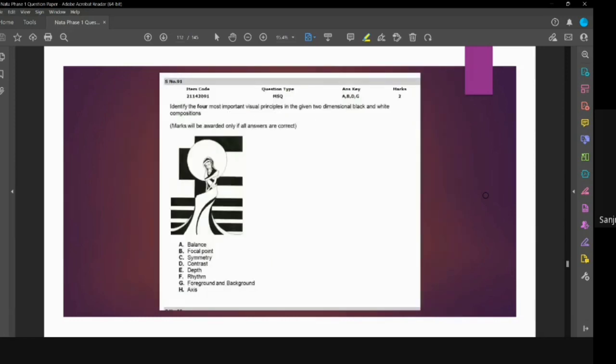Next question. Identify the 4 most important visual principles in the given two-dimensional black and white composition. So here, we are supposed to identify the 4 most important visual principles. So we can see that there's balance and a focal point. Also there's contrast as well as foreground and background. So the answer is balance, focal point, contrast, and foreground, background. So option A, B, D, and G.